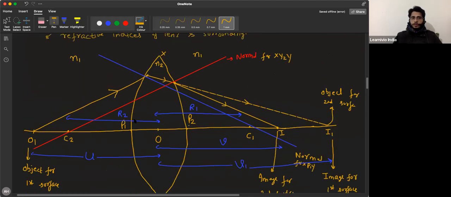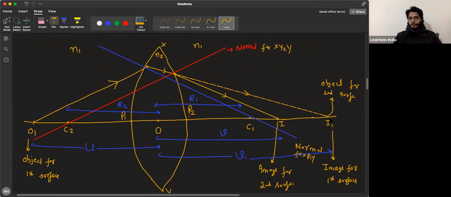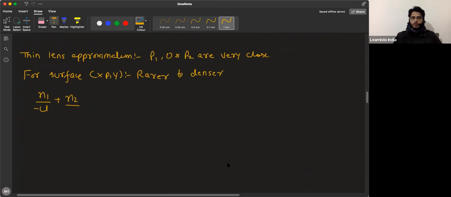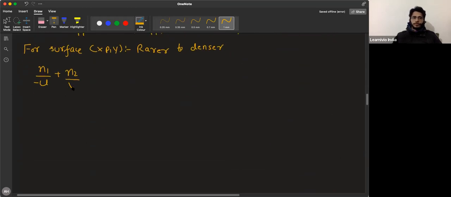So see, for the first surface, this is the image now. Okay, so this is V1. So it's N2 by V1, which is equal to N2 minus N1 divided by R1. That's the first equation.